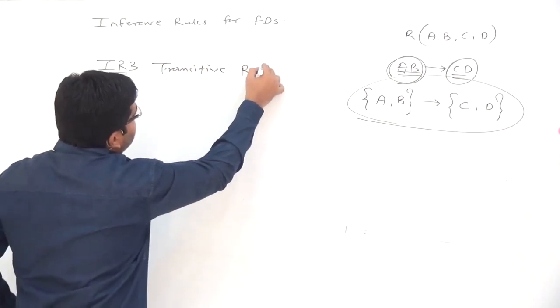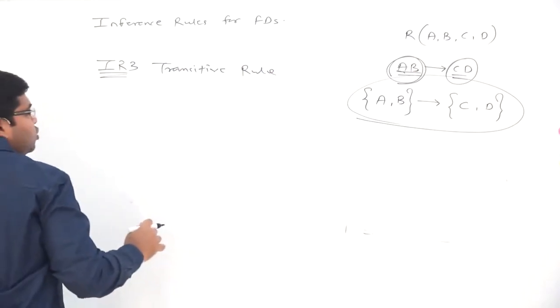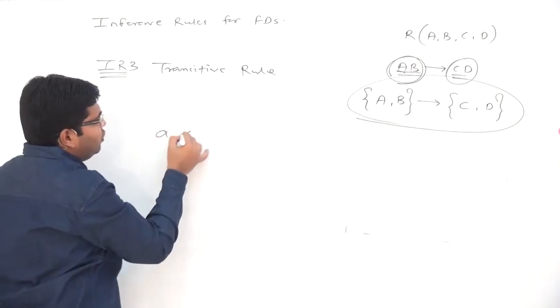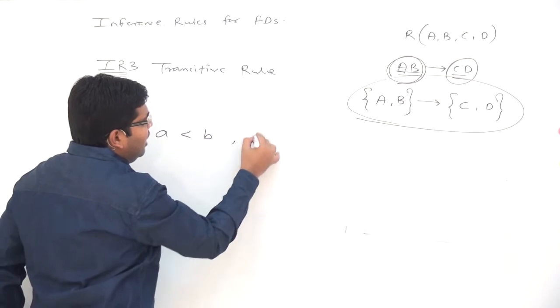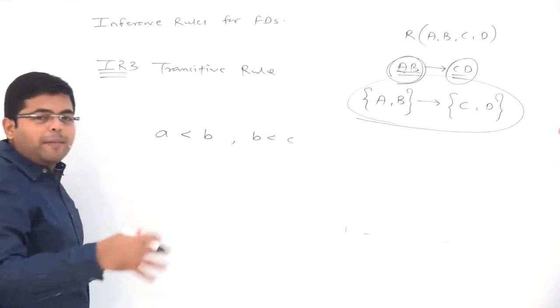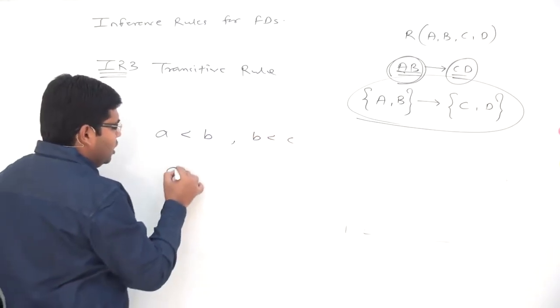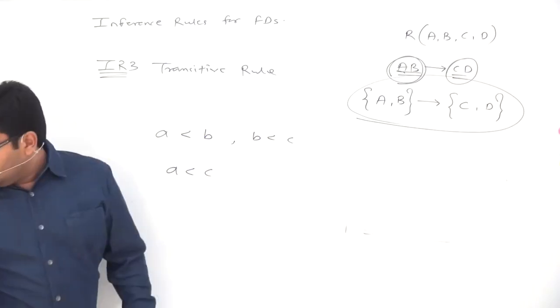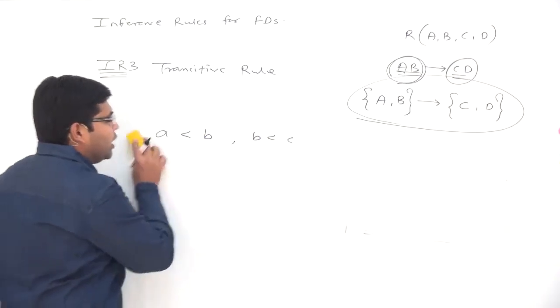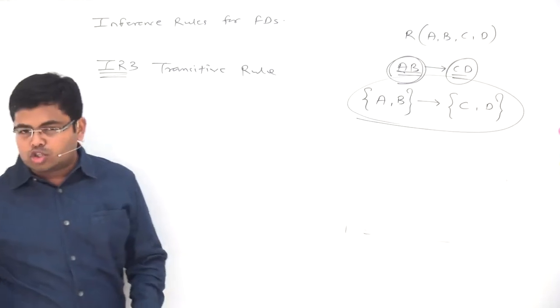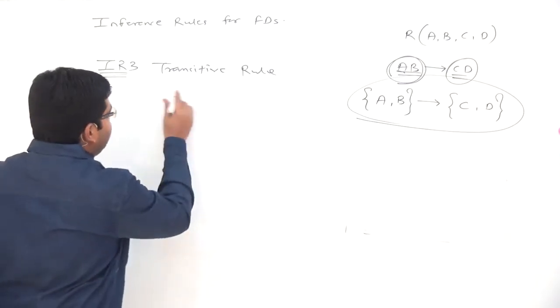Again quite important. Now what is the meaning of transitive rule? Always seen this. Suppose we know A less than B and B less than C, then by applying the rule of transitivity we can write down A less than C. So in a similar manner the transitive rule can be applied to the set of functional dependencies also, and let us see how this particular rule is applicable.